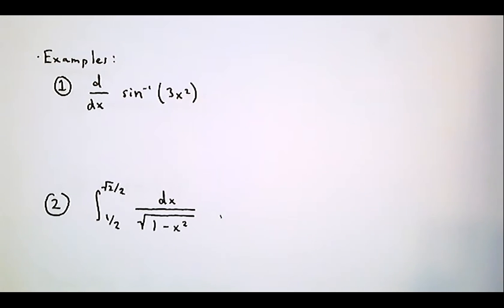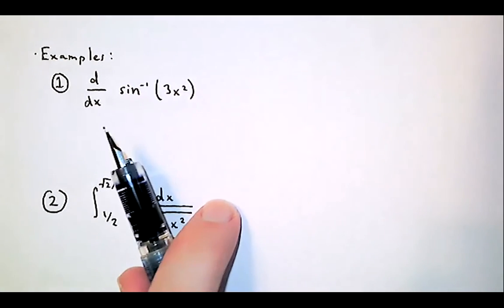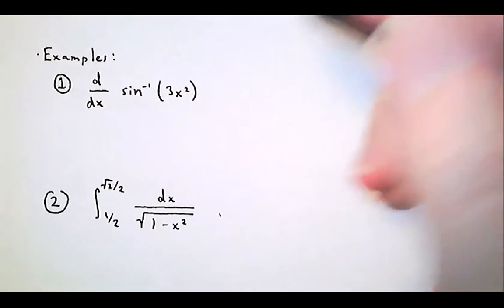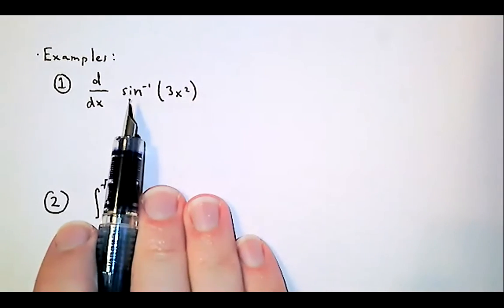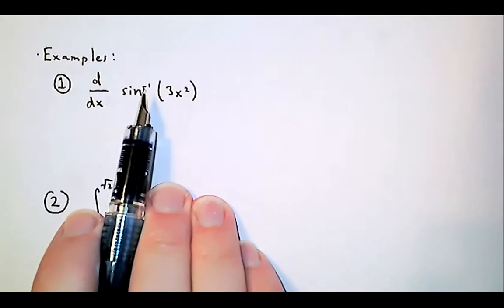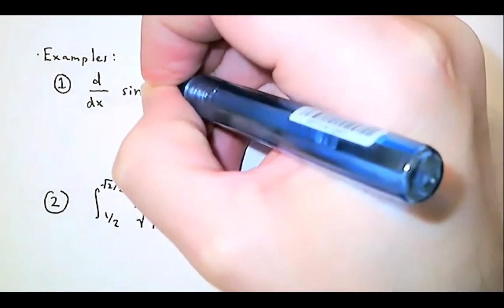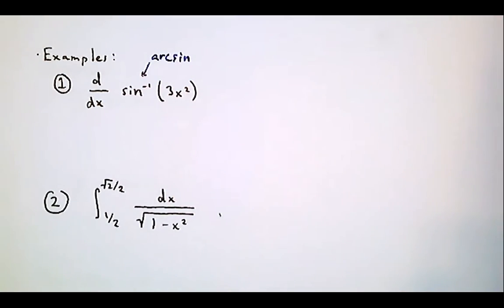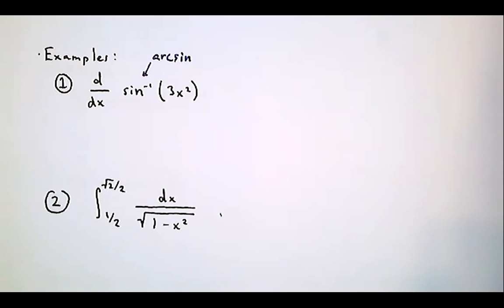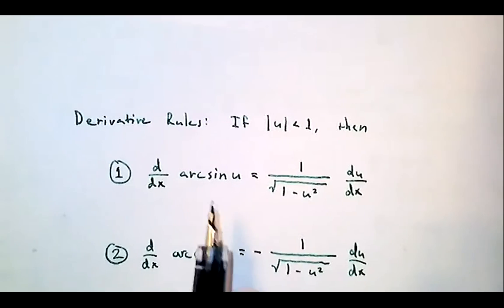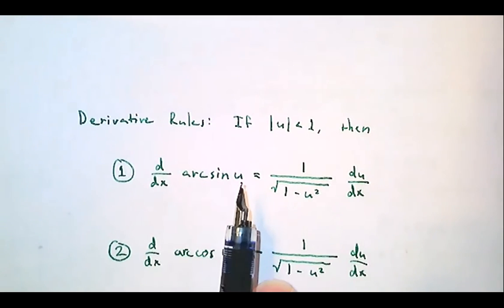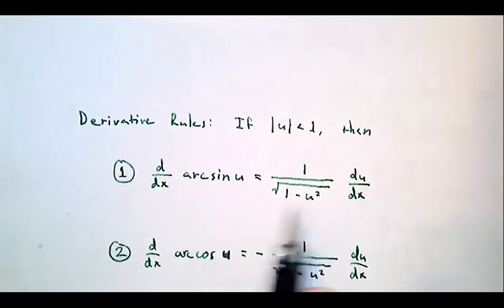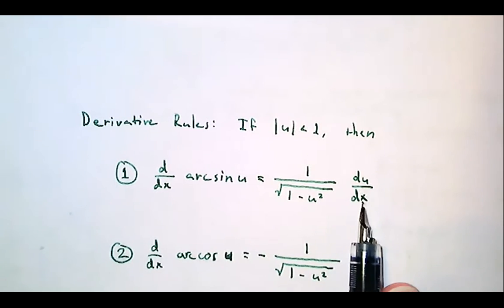Okay, so let's get to this derivative example. It's important that you are comfortable with both notations for arcsine, either written as sine inverse or actually written out with arcsine. They mean the same thing. So for this one, we're going to use our derivative rule for arcsine. This one. So we take whatever we find inside of arcsine, we plug it in down there, and then the chain rule says we also need the inner derivative, the du dx.